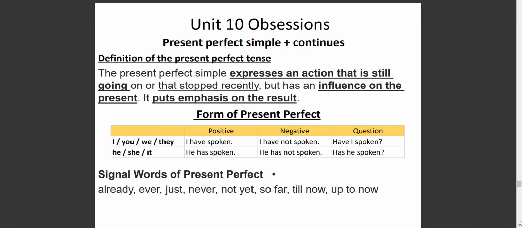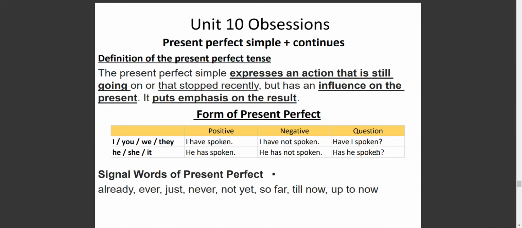I, you, we, they: I have spoken. I have not spoken في حالة النفي. Have I spoken في حالة السؤال. He, she, it: He has spoken. Right? He has not spoken في حالة النيجاتيف.